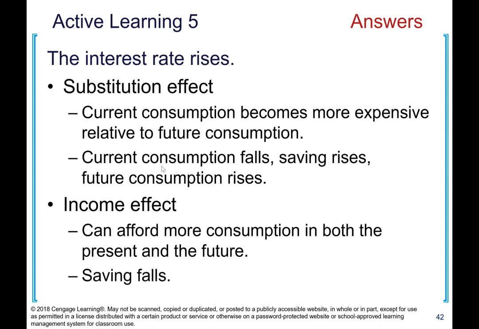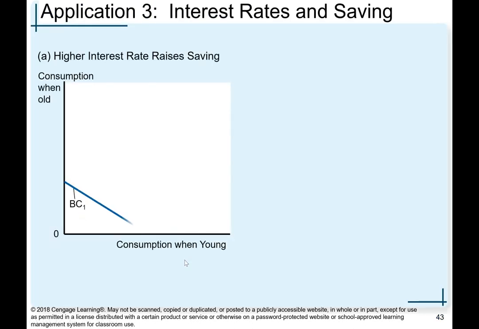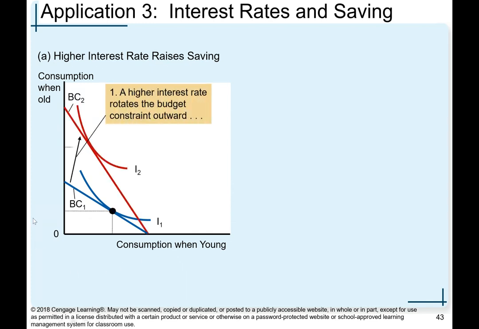The interest rate rises, substitution effect: current consumption becomes more expensive relative to future consumption. Current consumption falls, saving rises, and future consumption rises. Income effect: can afford more consumption in both the present and the future, and savings falls. A higher interest rate raises savings.